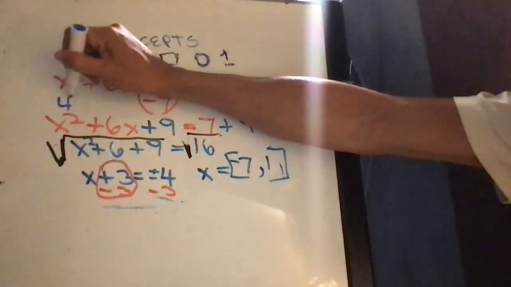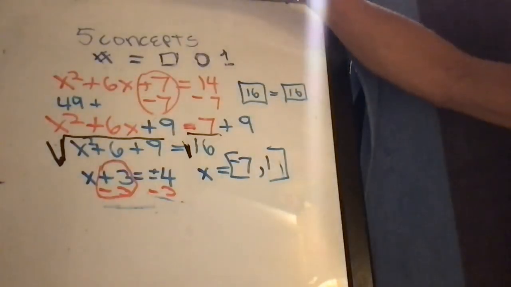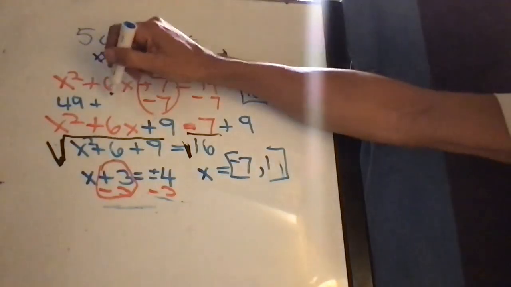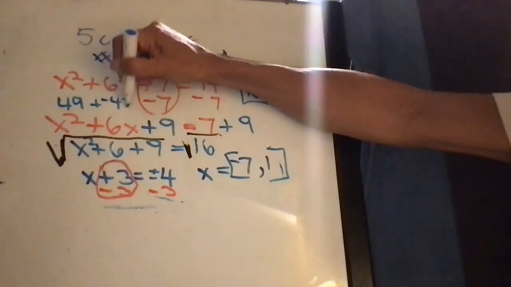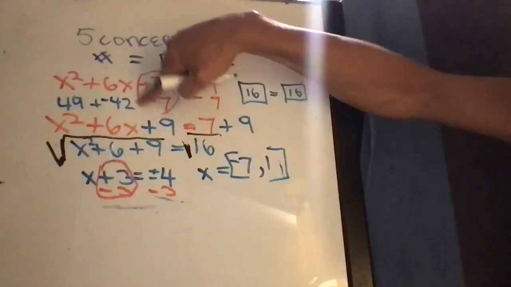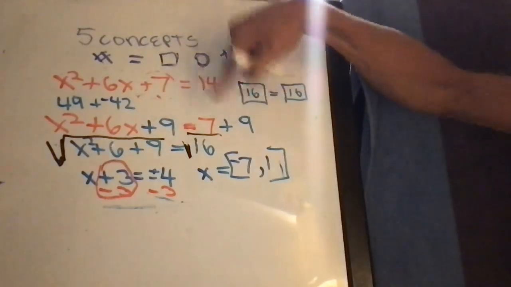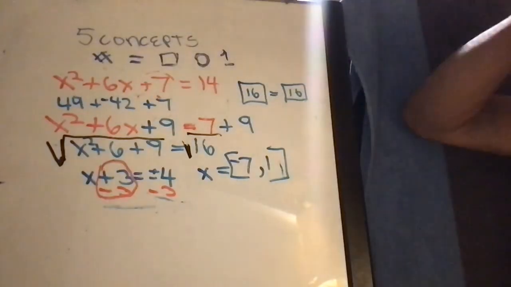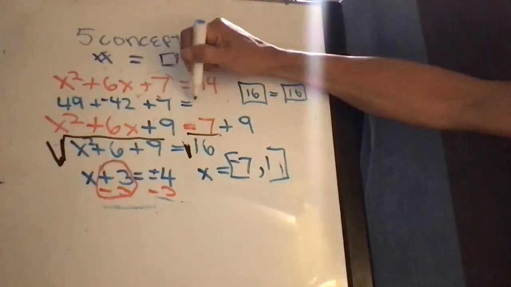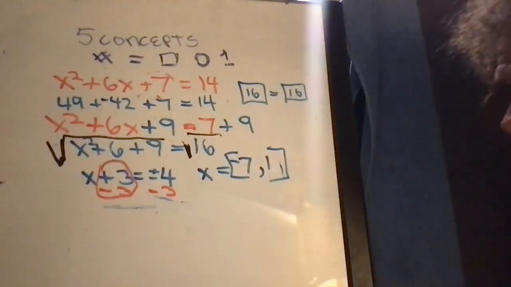Okay, so 49. Then what? Then 6 times 7 is 42. Oh my goodness. Well, no, it's negative 42, because it's negative 7 six times. And then I'm going to add 7. Come back to the original. So when I add the 7, it gets to be 14. Oh yeah, that's right.